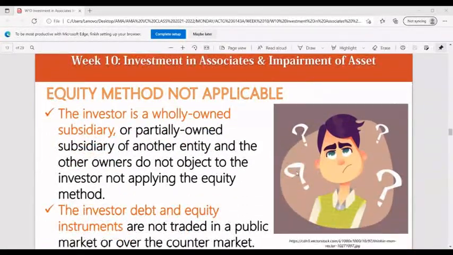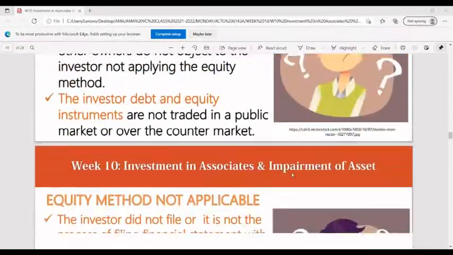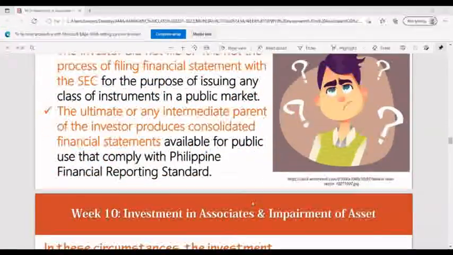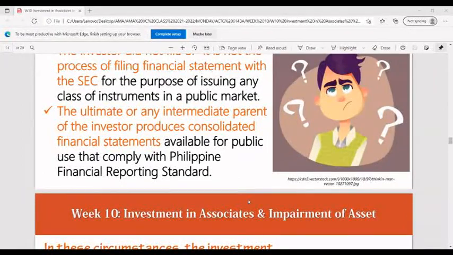So equity method not applicable: the investor is a wholly owned subsidiary or partially owned subsidiary of another entity, and the other owners do not object to the investor not applying the equity method. The investor's debt and equity instruments are not traded in a public market or over-the-counter market. Equity method not applicable, and the investor did not file, or is not in the process of filing, financial statements with the SEC for the purpose of issuing any class of instruments in a public market. The ultimate or any intermediate parent of the investor produces consolidated financial statements available for public use that comply with Philippine Financial Reporting Standards.